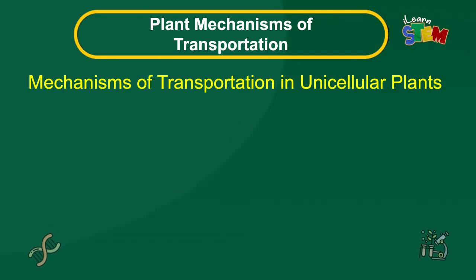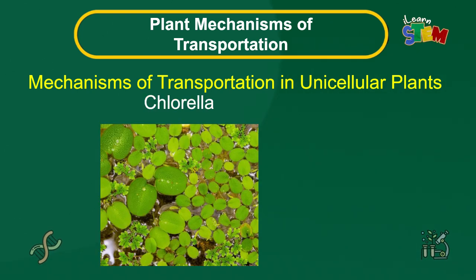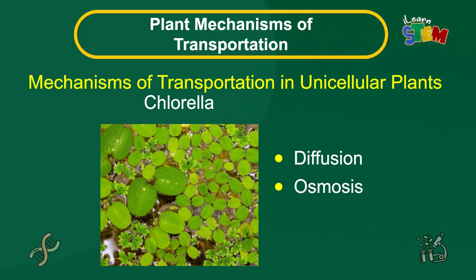In aquatic and unicellular plants like chlorella, their mechanisms of transportation are diffusion and osmosis. Manufactured food and gases are transported by diffusion, while water enters the cells of these plants by osmosis.